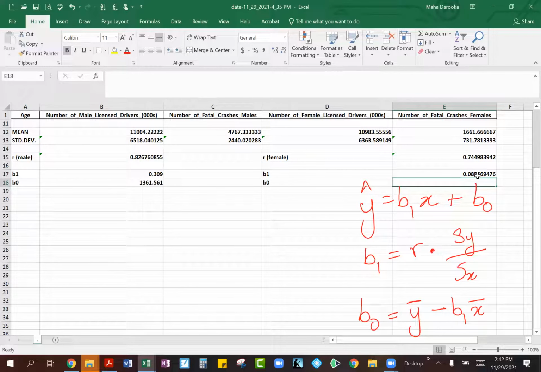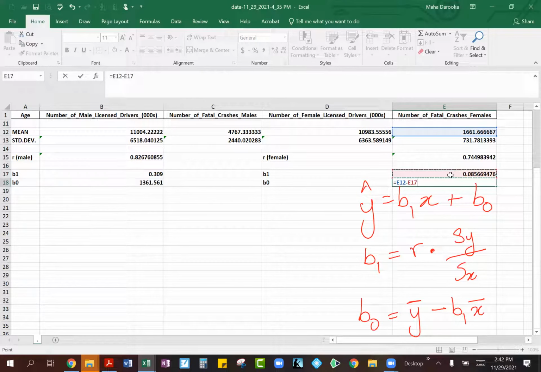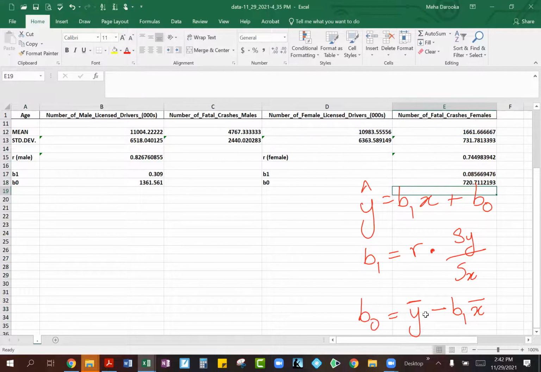Now for the B0, you're taking the average of the Y values, which is the fatal crashes for females, minus B1, that's the number you just calculated, 0.085669476, and multiply that with the average of your female licensed drivers. So you're literally following these two B1, B0 formulas I have written down here. And you can see what these numbers are coming out to be. I'm going to again decrease them to 3 decimal places.